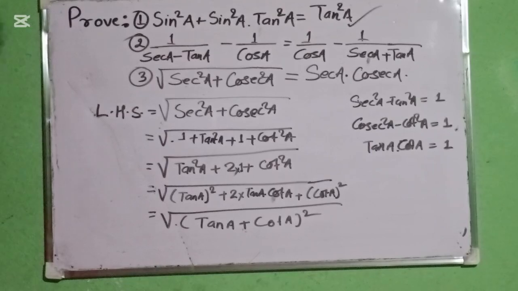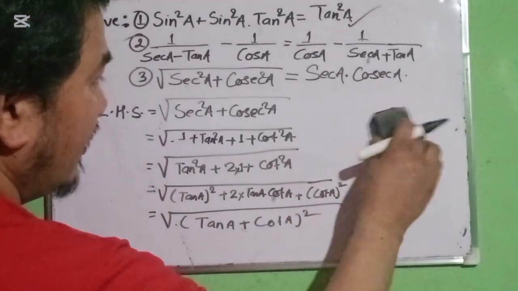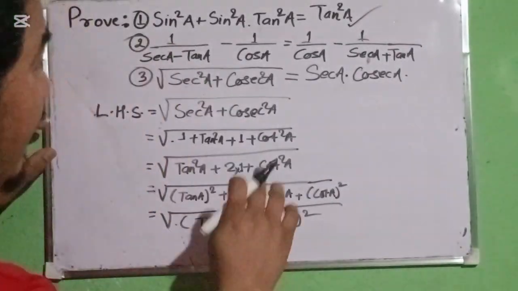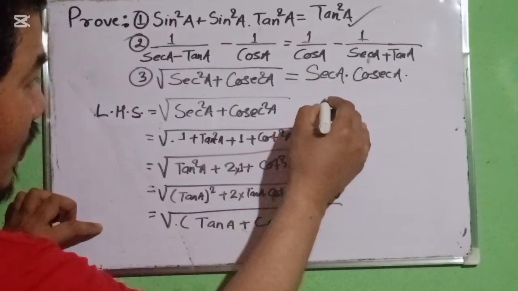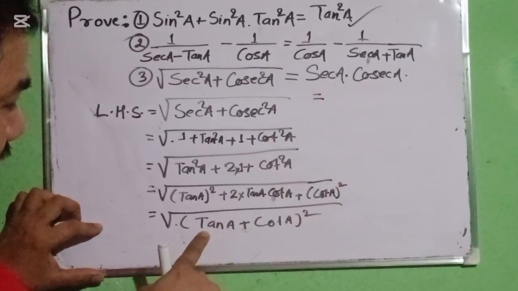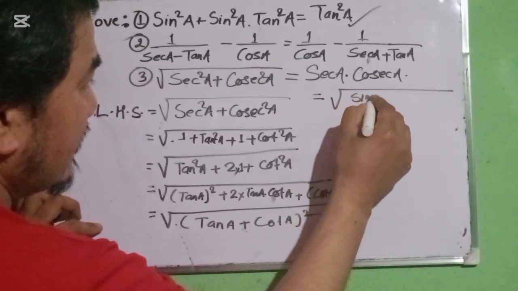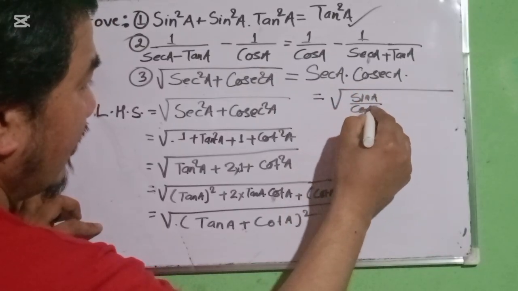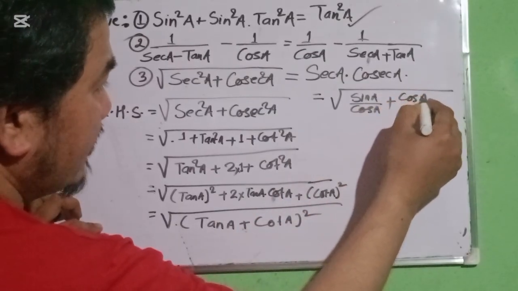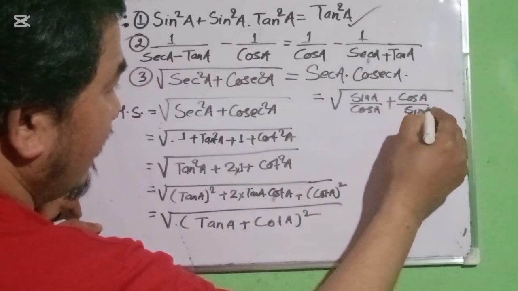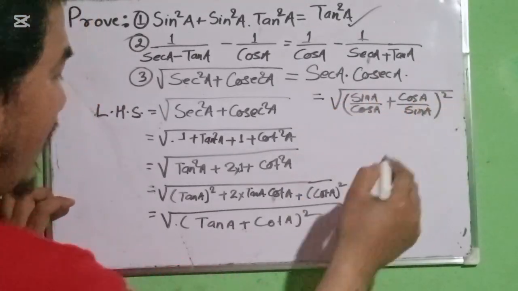Now look here, children, how to solve this now. Our answer is to find sec A into cosec A. Now look what to do here. In this place, we know that tan, from the quotient relation we have done, is sin A by cos A, plus cot A means cos A by sin A. And here is the whole square.